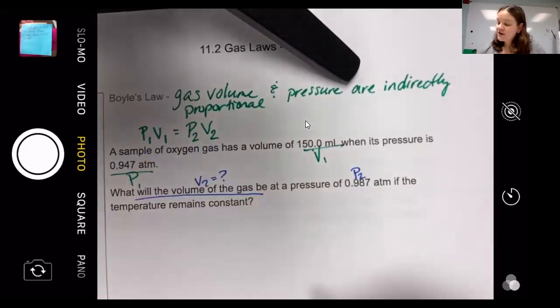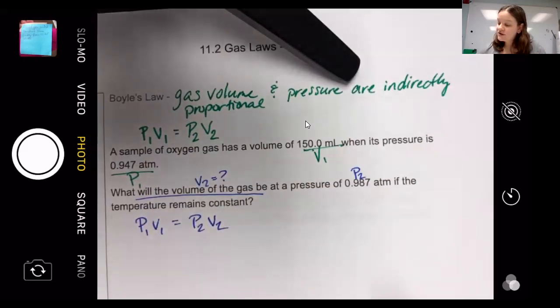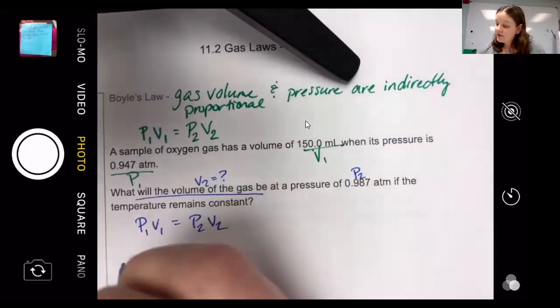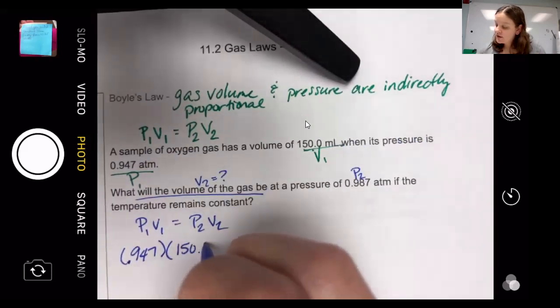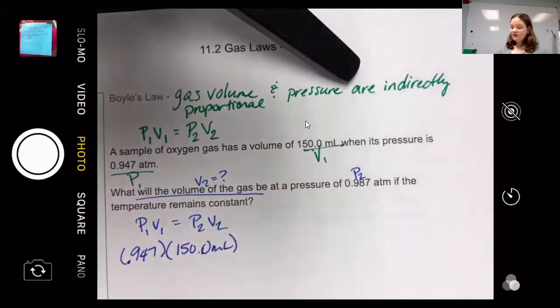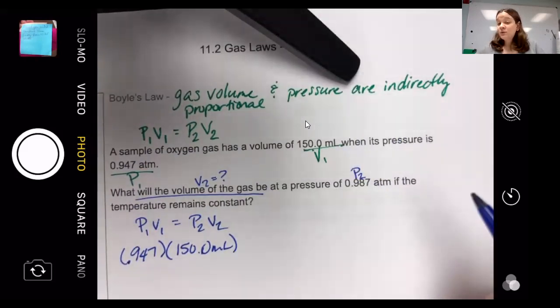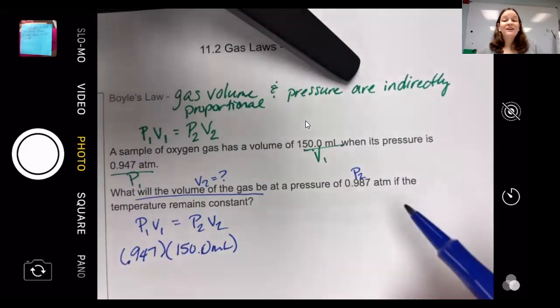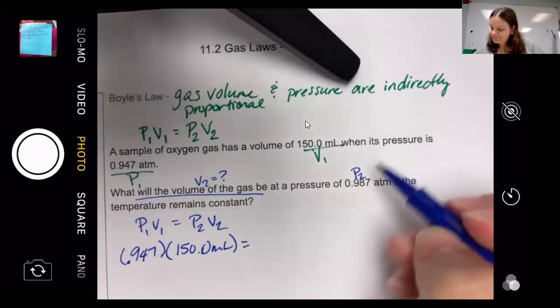So P1 V1 is equal to P2 V2. I'm going to multiply 0.947 times the volume, 150 milliliters. It does not matter that my volume is in milliliters rather than liters. Solve for it in whatever it's giving you, but pay attention to the question if it asks you to convert that to something else. It could say, what is the volume in liters? Then you would have to convert your milliliters to liters. But that's not what we're having to do here.